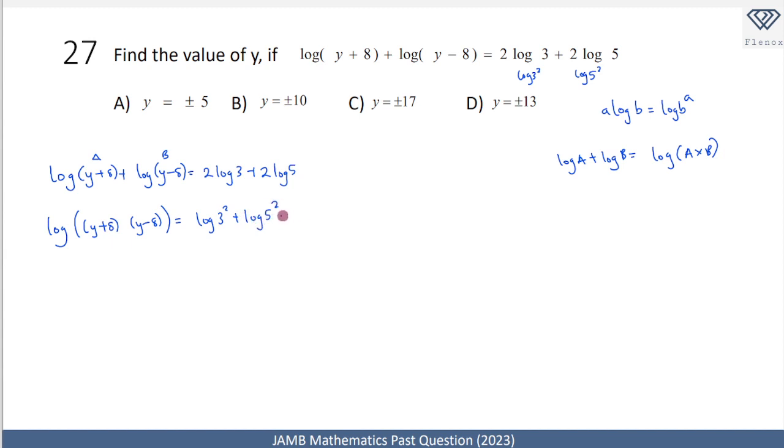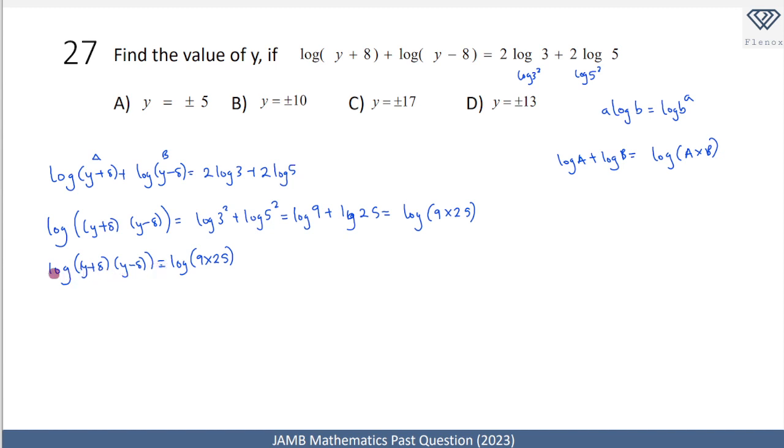Now we know that 3 squared is 9, so this is saying log 9 plus log 25. And again, from our law of logarithm, you know that log 9 plus log 25 is the same thing as saying log of 9 times 25. So we can write what we have over here now, which is log of the multiplication of (y plus 8) and (y minus 8) is equal to log of 9 times 25. Now what do we do next?